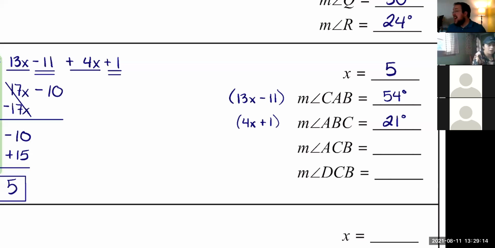ACB, we didn't actually have any expression for that one, so I'm going to skip over to DCB, which was our exterior angle, the 18x minus 15. Five times 18 is 90. Take away 15, 75. That is 75 degrees.